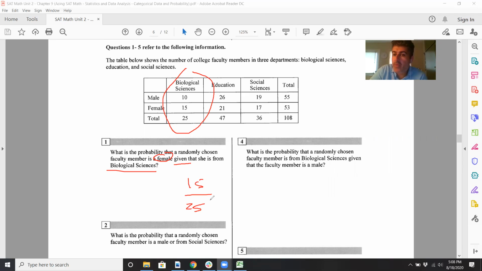And if this were a free response question, you could put a decimal, or you could reduce it, like 3/5, 0.6.